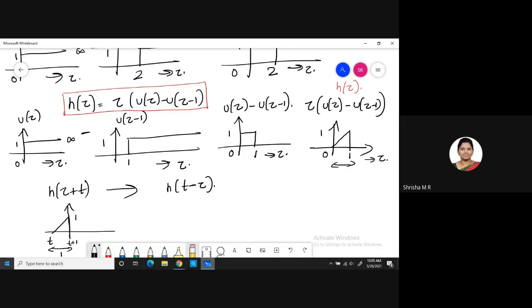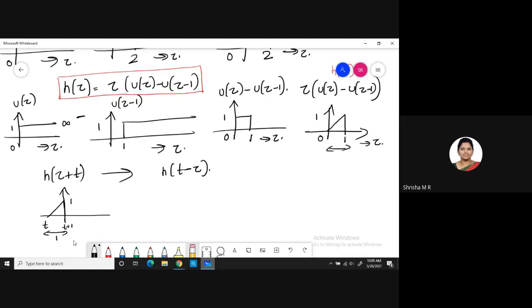If you give values for t, if t is equal to minus 1, here it will be 0, minus 1 plus 1 is 0. If t is equal to minus 2, then t plus 1 will be at minus 1. If this is at minus 2, this will be at minus 1. So if you give values of t, you get a width of 1 only. That is h of tau plus t.